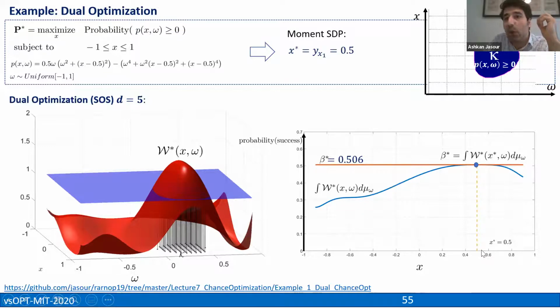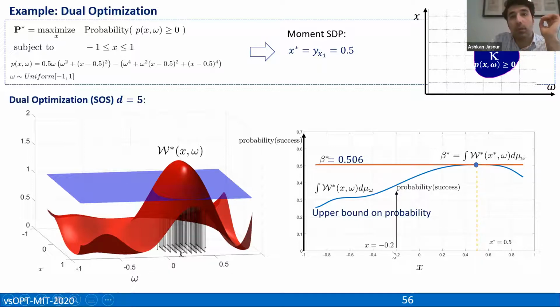And if you look at this point, x star, this represents the solution of the original chance optimization. This is the result we exactly obtained by solving the moment SDP. So by just looking at the maximum point of this function, we can extract the solution of the original chance optimization. And moreover, if we choose different points in the space of the design parameters, we are going to obtain an upper bound on the probability of success for these chosen design parameters.